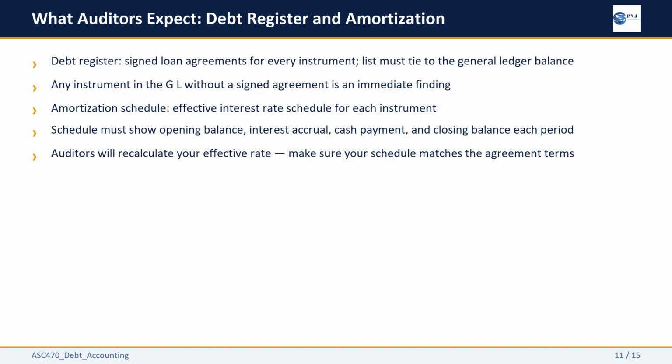Second, amortization schedules. For every instrument, you need an effective interest rate amortization schedule showing the opening carrying amount, the interest accrual at the effective rate, the cash payment, and the closing carrying amount, period by period. Auditors will recalculate your effective interest rate from the agreement terms. Make sure your schedule is based on the same inputs.